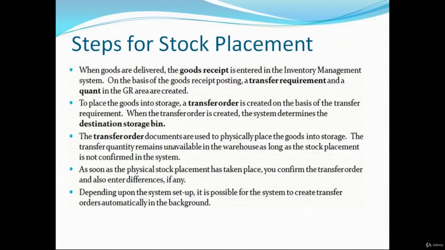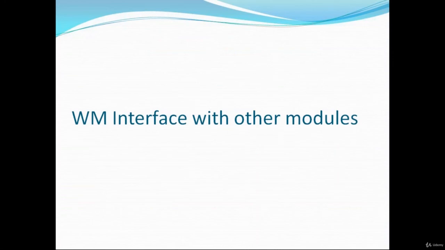Once the transfer order document is created, the material is placed onto the destination bin. If there are any differences while putting away the material, the warehouse operator can specify the differences while confirming the transfer order. The difference quantity will then be automatically posted back to IM, and the vendor will be informed of the difference quantity.